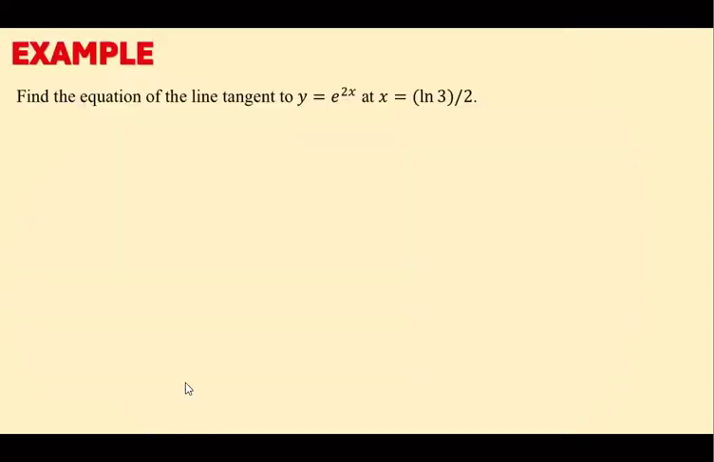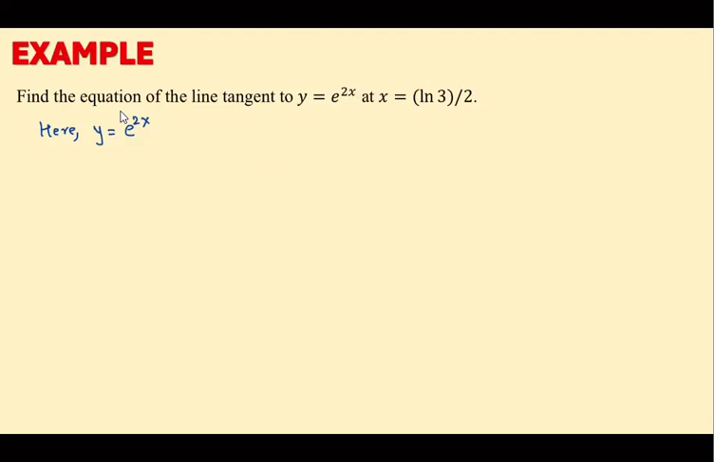Okay, here is our first example. We are asked to find the equation of a tangent line to this function y equals e raised to 2x at x equals natural log of 3 divided by 2. So let's begin with the given function: y equals e raised to 2x. And we are asked to find the equation of the tangent line.